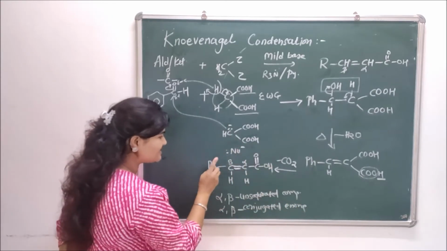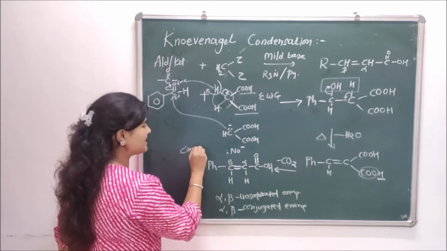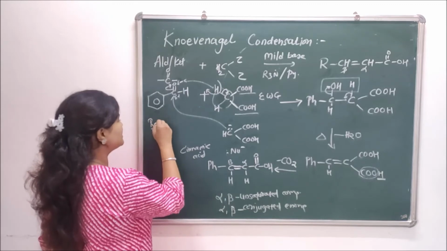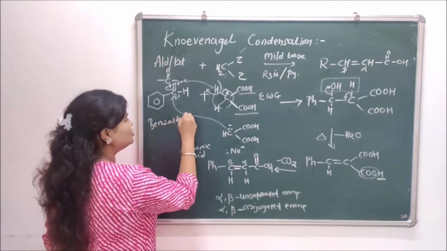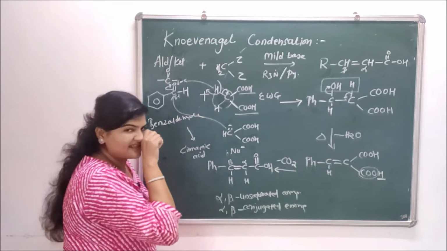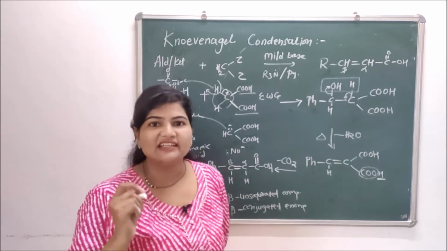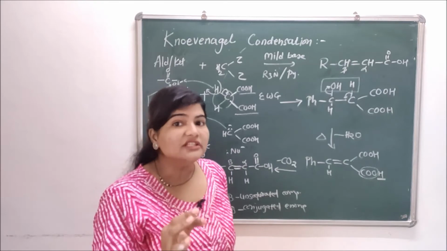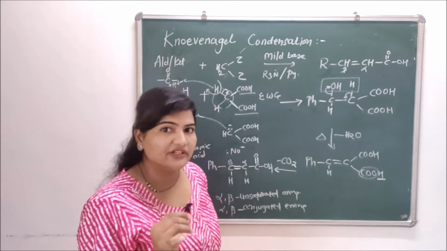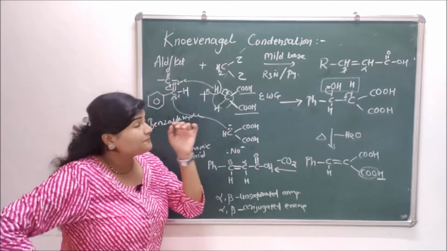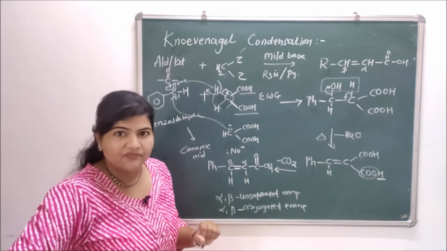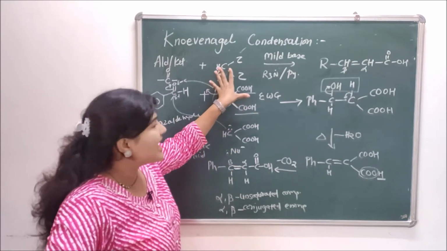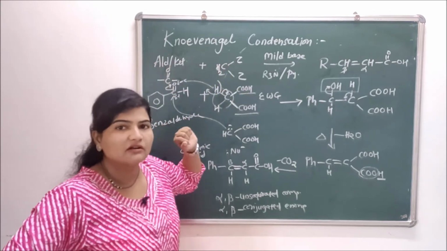Basically, if you look at this structure, this is nothing but your cinnamic acid. If you are starting out with benzaldehyde, you will end up with cinnamic acid. So this is what Knoevenagel condensation is. It is a very simple reaction, but you need to pay attention to certain points which I am going to discuss. See, this reaction is condensation. It is basically nucleophilic addition of this active methylene group to your substrate.